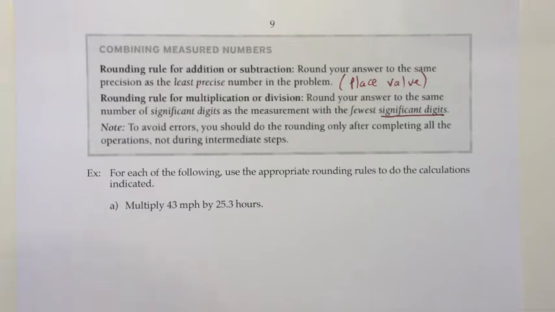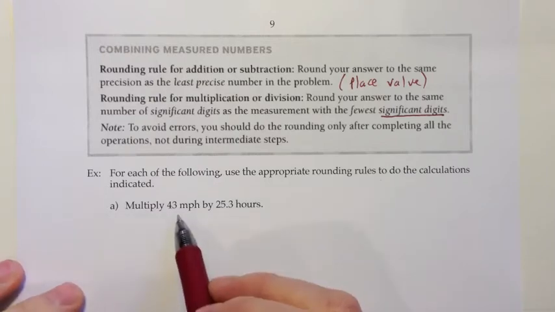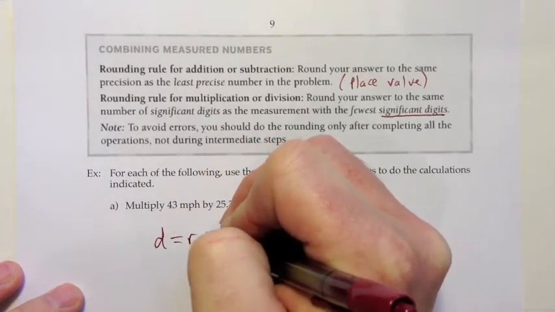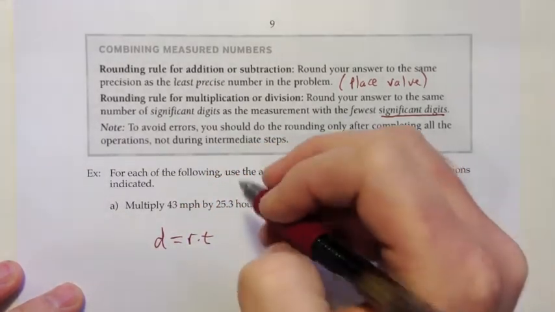Alright, so for each of the following, use the appropriate rounding rules to do the calculations indicated above. So multiply 43 miles per hour by 25.3 hours. They don't actually say why we were doing that, but that would be a rate and a time. So it looks to me like we're calculating a distance here. So how far did we drive?